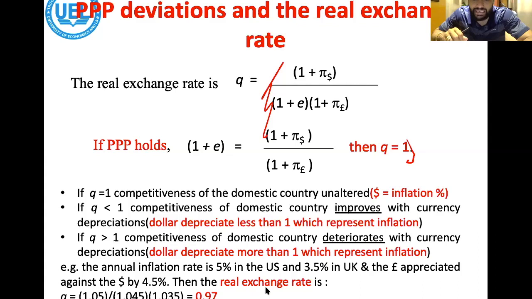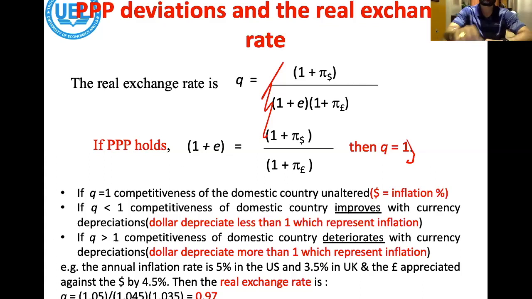So what is the real exchange rate? With all this information, it is 1 plus the inflation in the US, which is 5%, divided by 1 plus the change in exchange rate, which is 4.5% here, and the inflation in England, which is 3.5%. If you solve it, it is 0.97, which is less than 1. So the dollar depreciates less than 1, an increase in inflation. That's the meaning of this one.